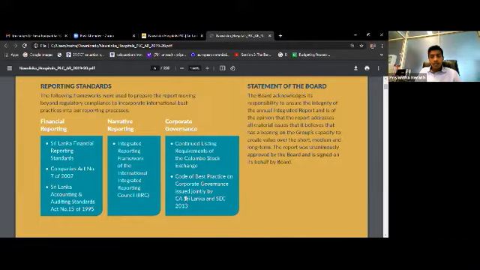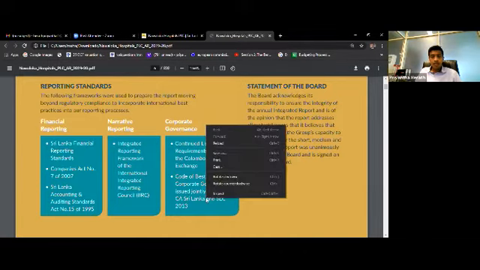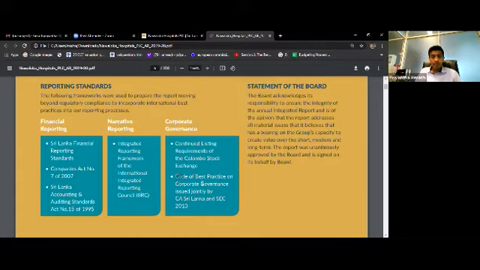Then the second thing is the code of best practice on corporate governance issued jointly by CA Sri Lanka and SEC. They issued it in 2013, and most of the companies follow this guideline, right? So this is also part of the standards that they adopted in reporting corporate governance. So there are three types of reporting: financial reporting, narrative reporting, and corporate governance. And these are the standards that they use.